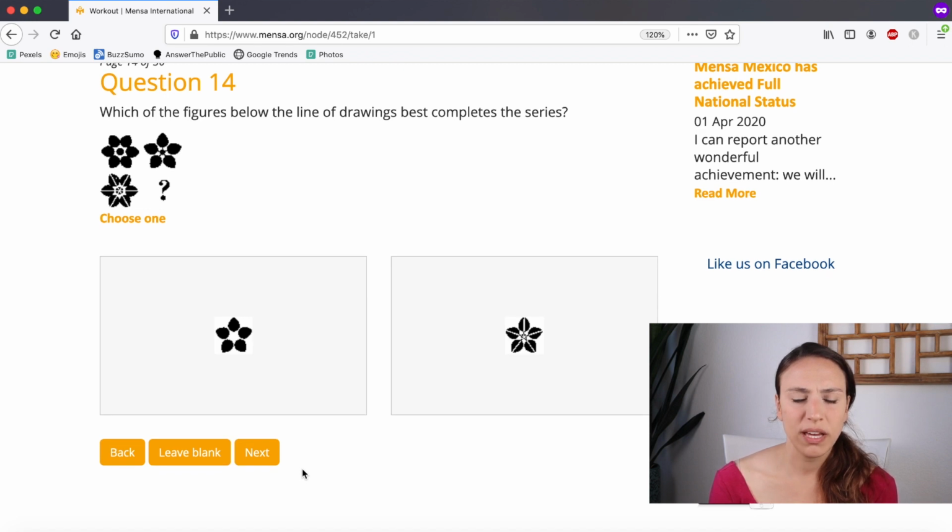Okay, this one's a little bit hard to see because you need to be able to tell if those lines are connected to the pedal or not. And I'm going to skip this one.